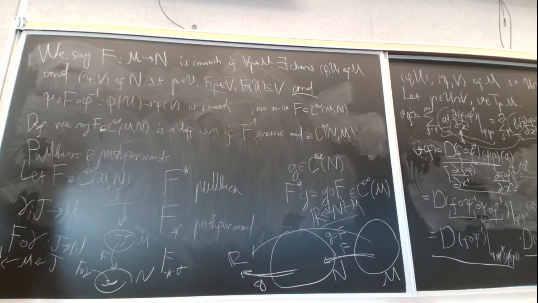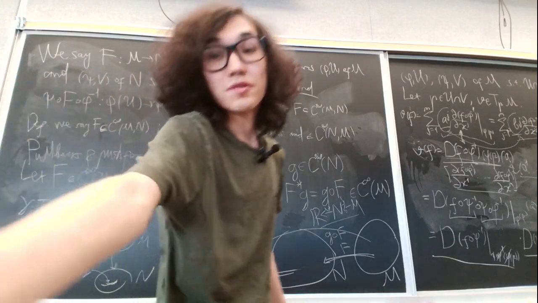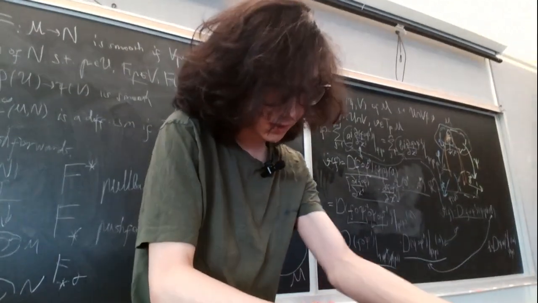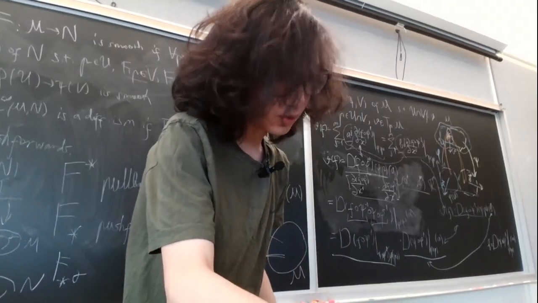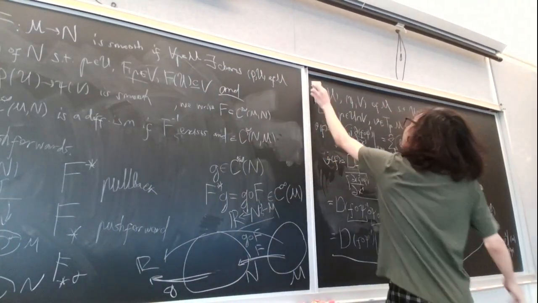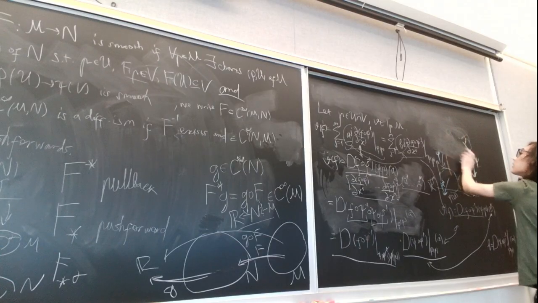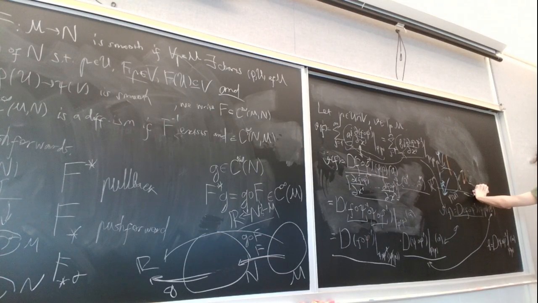Okay. So we've talked about pullbacks of functions. We've talked about push forwards of curves. We can push forward vectors, and that's what the tangent map does. It's called a tangent map because it maps between tangent spaces.